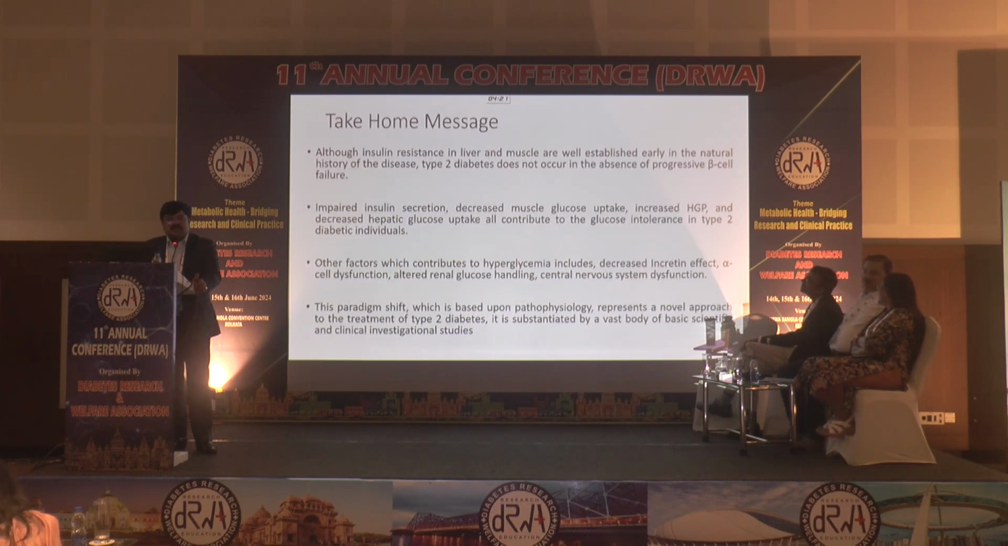So ladies and gentlemen, the take-home message from my presentation is, although insulin resistance in liver and muscles is well established early in the natural history of the disease, type 2 diabetes does not occur in the absence of progressive beta cell failure. Impaired insulin secretion, decreased muscle uptake, increased hepatic glucose production, and decreased hepatic glucose uptake all contribute to the glucose intolerance in type 2 diabetic individuals.